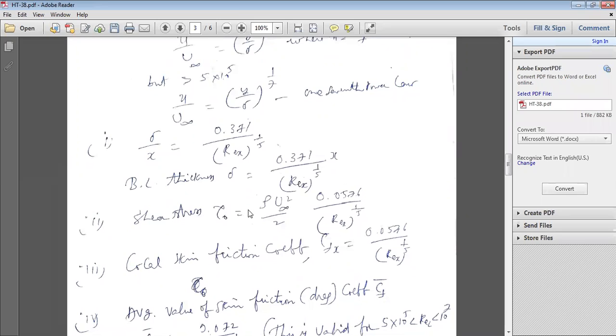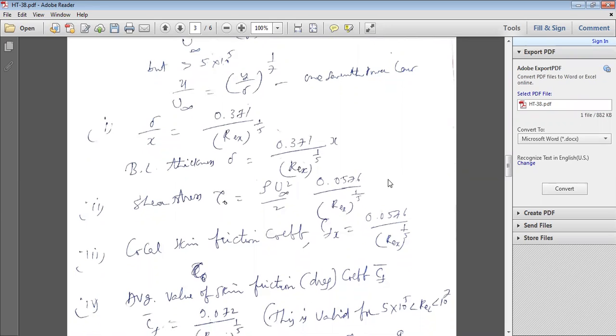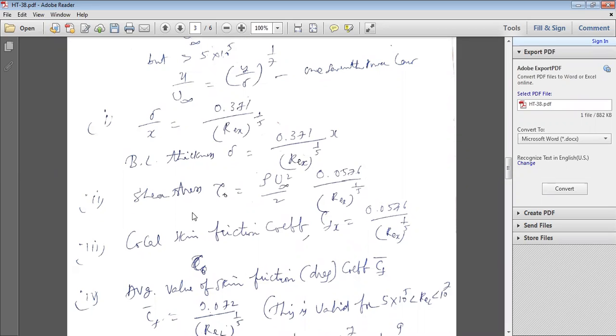And how do you calculate the shear stress tau naught under turbulent flow? Tau naught is equal to rho u free stream square divided by 2 into 0.0576 divided by Rex to the power 1 by 5. Tau naught means shear stress at y is equal to 0. So tau naught is equal to rho u free stream square divided by 2 into 0.0576 divided by Rex to the power 1 by 5. That is the shear stress.